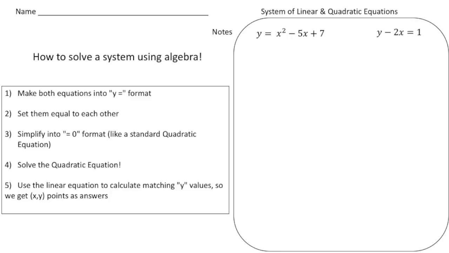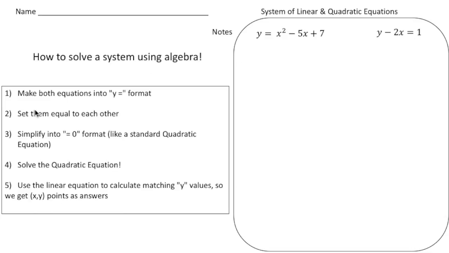Alright, so let's solve a system problem. I've broken down the process into 5 steps. Here we have our quadratic function, y equals x squared minus 5x plus 7, and here we have our linear function, y minus 2x equals 1.